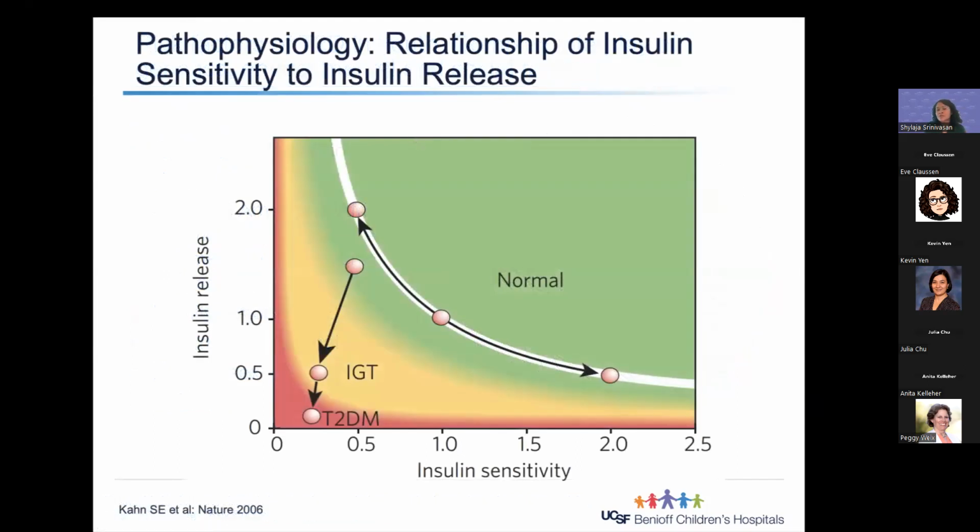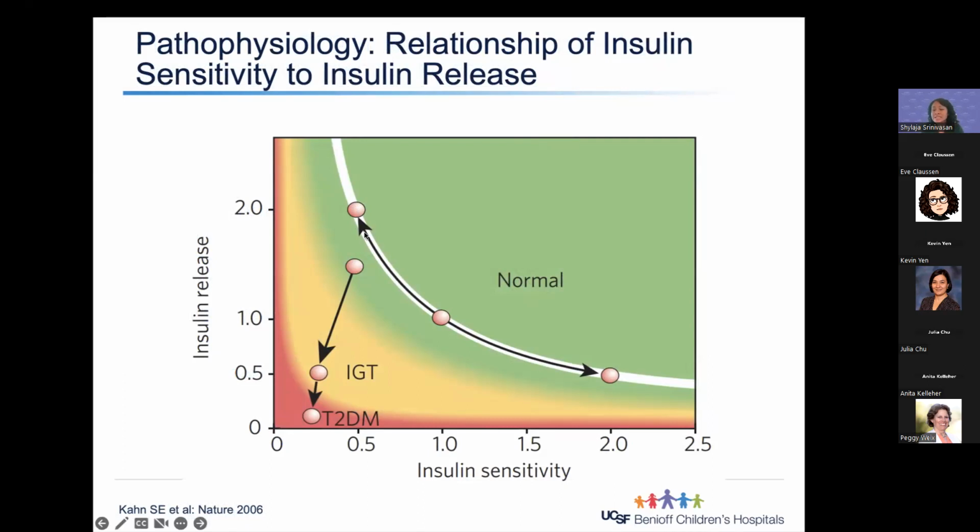So in terms of pathophysiology, there are distinct differences between the pathophysiology of pediatric and adult onset type 2 diabetes. Shown here first is a figure showing the relationship between insulin sensitivity and insulin release. Insulin sensitivity and insulin resistance are the inverse of each other. The relationship between insulin sensitivity and insulin release, or beta cell function, is not linear, and it's thought to be more of a hyperbolic relationship.